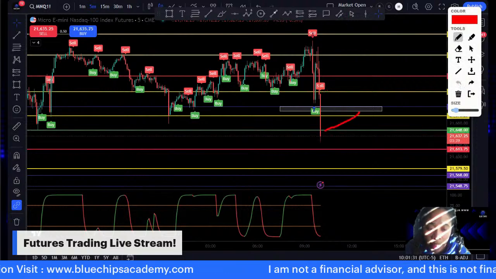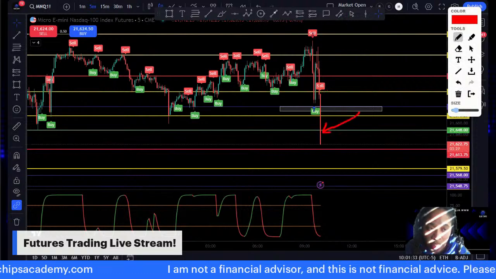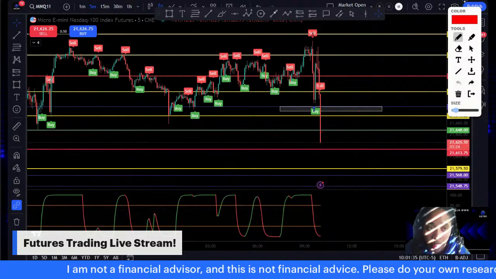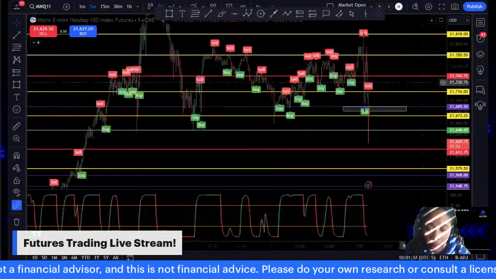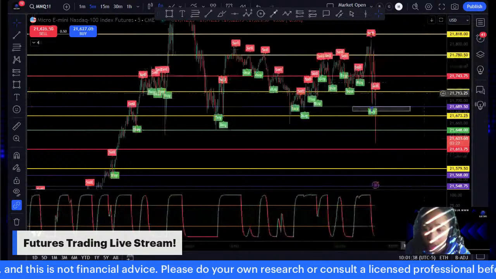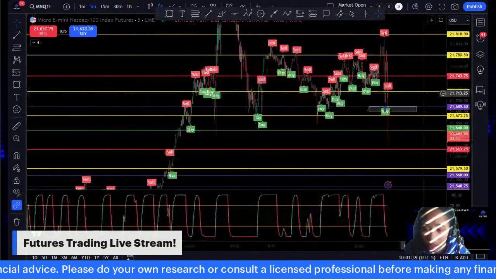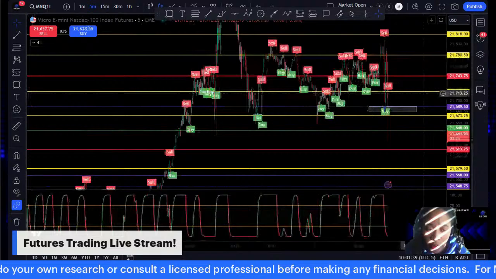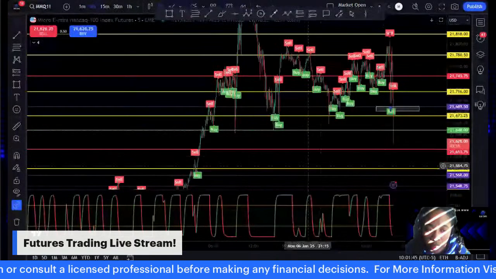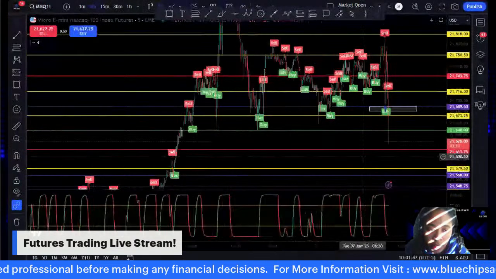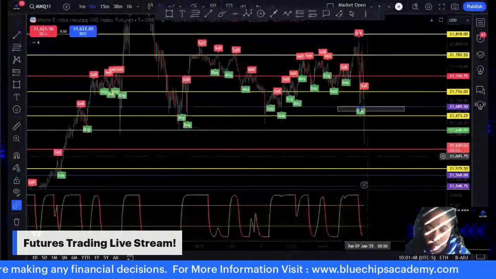I love the fact that we are breaking this level right here, because this was our last strong level of support. I love that. Okay, so I'm really liking the way this is looking so far, guys. If we stay beneath this, I'll hop into a sell, because I think we can retest this level down here at least. We might get there in this one candle.